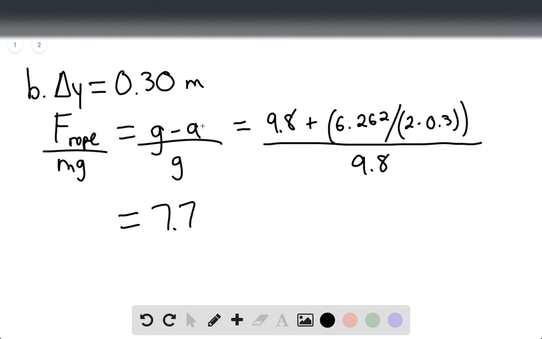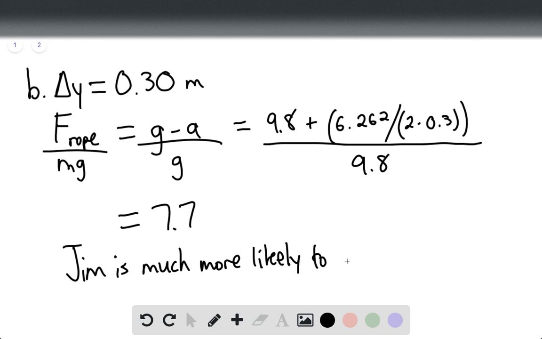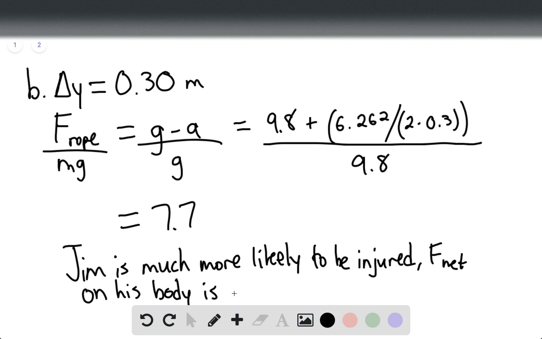However, here the greater the number, the more chance for injury. So here, Jim is much more likely to be injured. The net force on his body is relatively high. And that would be the end of the solution.